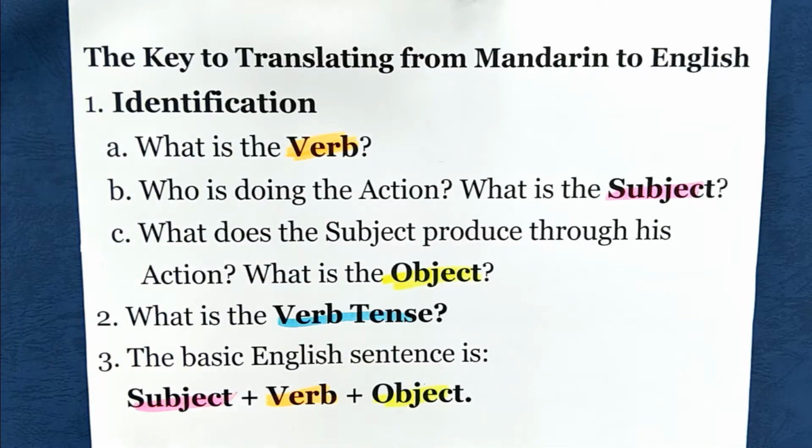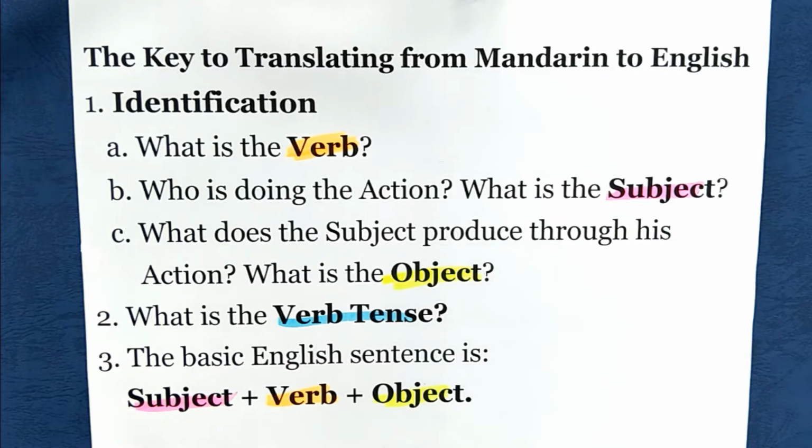All right, because we are translating sentences again, we have to review the keys to translating from Mandarin to English. 1, identification. Identify the verb. What is the verb? Color it orange. B, who is doing the action? What is the subject? Color the subject pink. C, what does the subject produce through his action? What is the object? We'll color it yellow.